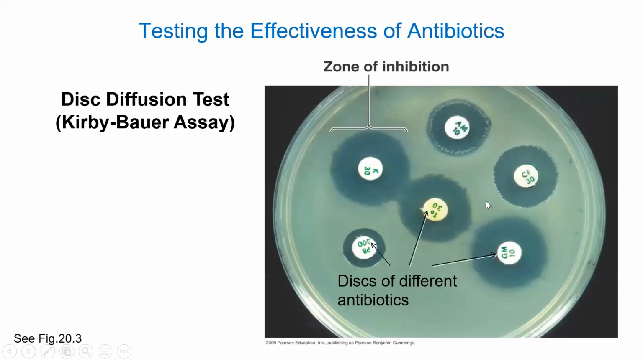Okay, I want to talk a little bit about how we can test the effectiveness of antibiotics. I mentioned it's very similar to what we do with our disinfectants. We can do this disc diffusion assay, also known as the Kirby-Bauer assay. Those are some scientists, I believe, who developed it. It's really the same idea. You see here you've got these little discs. The one in the middle is yellow.